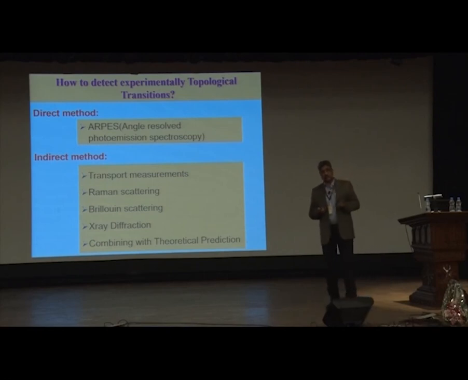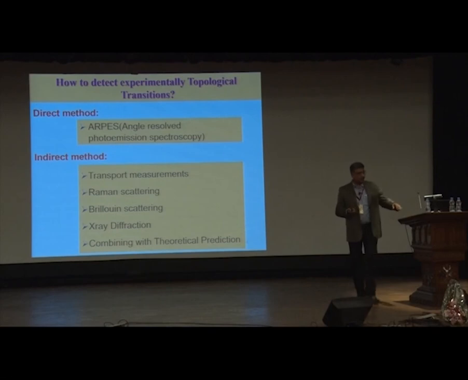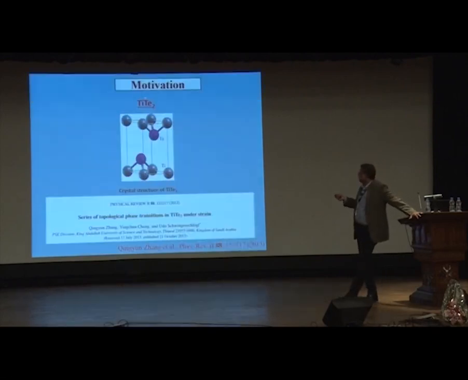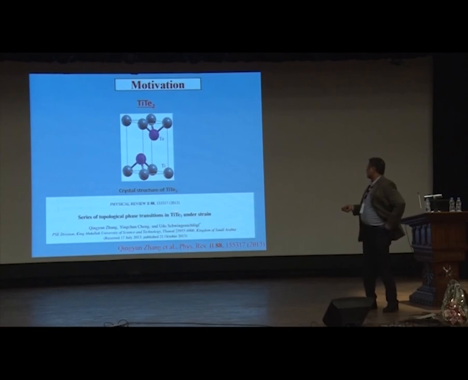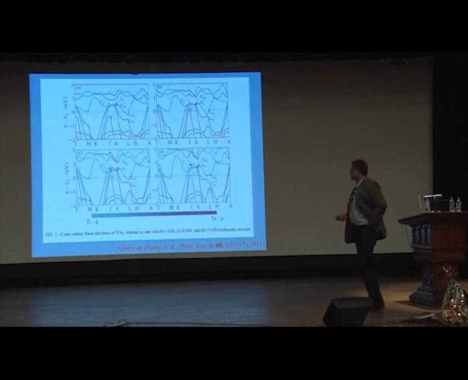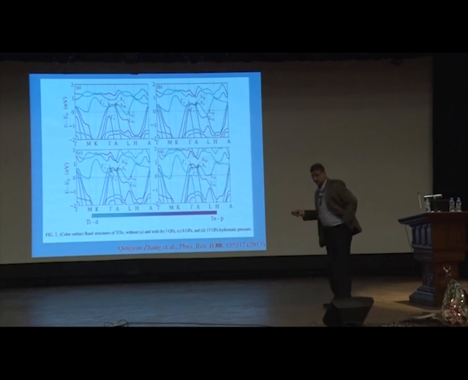So I'll start with the first example, where I'm looking at a topological transition. This is titanium telluride, a well-studied earlier system. But recently there was a theoretical prediction that it can have a series of topological phases in this system. And that was interesting.